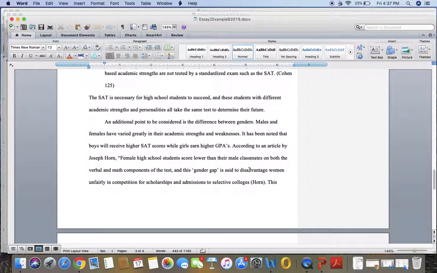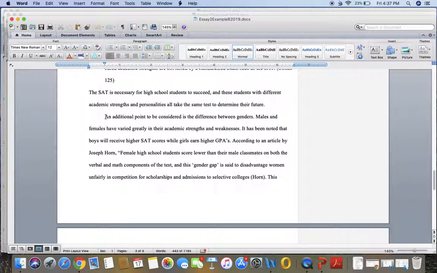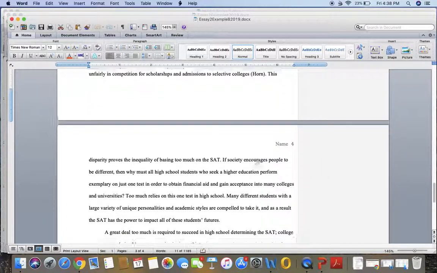And I would say for this paper, probably the strongest point was the last one, and I didn't have a comment here, but I'll point that out in the video. This last point, where he talks about males and females scoring consistently differently on the SAT, shows the weakness of the test. So this is one paragraph where this student finally addresses the actual test and why it's problematic, instead of just repeating that it shouldn't be used, it shouldn't be used, it shouldn't be used. So this last point is actually his strongest one.